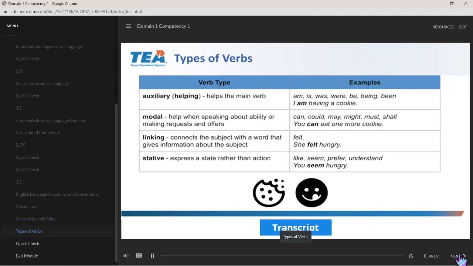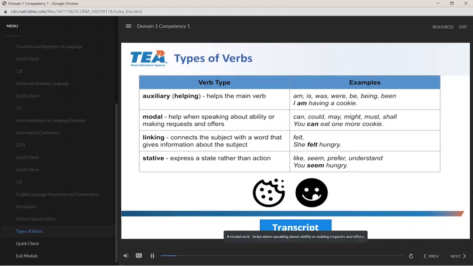Types of verbs. Verbs can also be categorized by their function in the sentence. An auxiliary or helping verb helps the main verb. Examples include am, is, was, were, be, being, been. As in the helping verb am in the sentence, I am having a cookie.